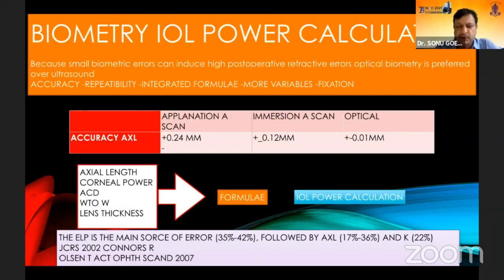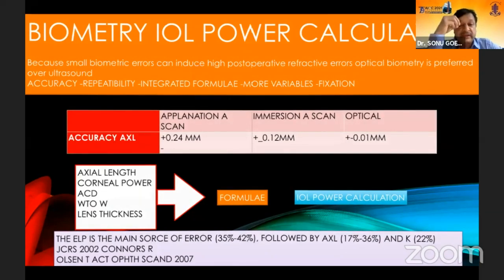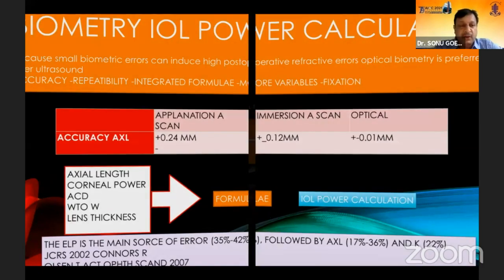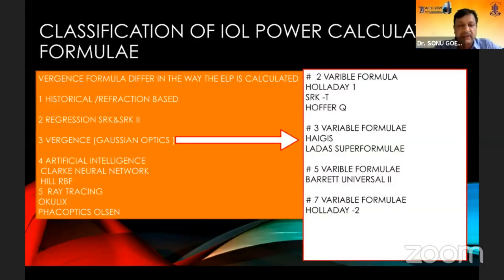And the ELP, as I have mentioned, is almost 35 to 40% of the source of error, and the axial length accounts for almost 17% to 36%. This is from a publication in the JCRS 2002 by Olsen et al. So, the classification of IOL power calculation formulas: we all know the vergence formulas differ in the way the ELP is calculated. You can have the historical or refraction based, the regression, the vergence formulas with 2, 3, 5, or 7 variables, and artificial intelligence, which is now new to the industry, with the Clarke neural network, the Hill RBF, and ray tracing, the Okulix and the Olsen methods.